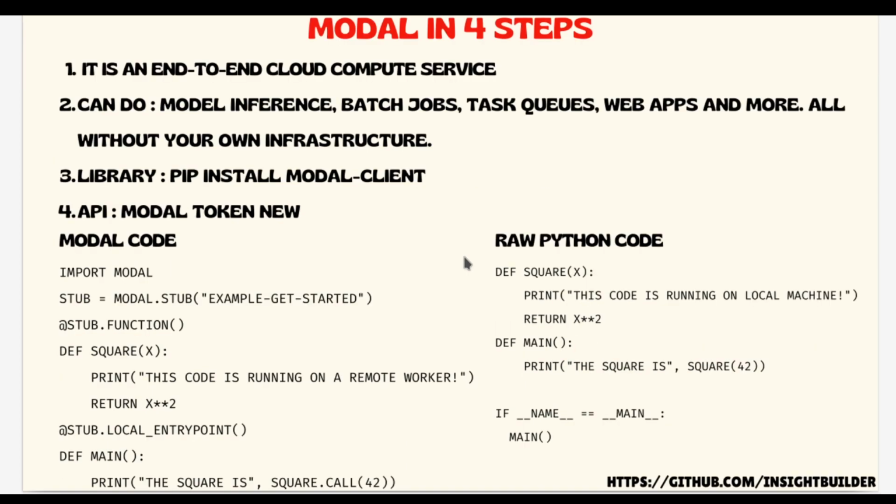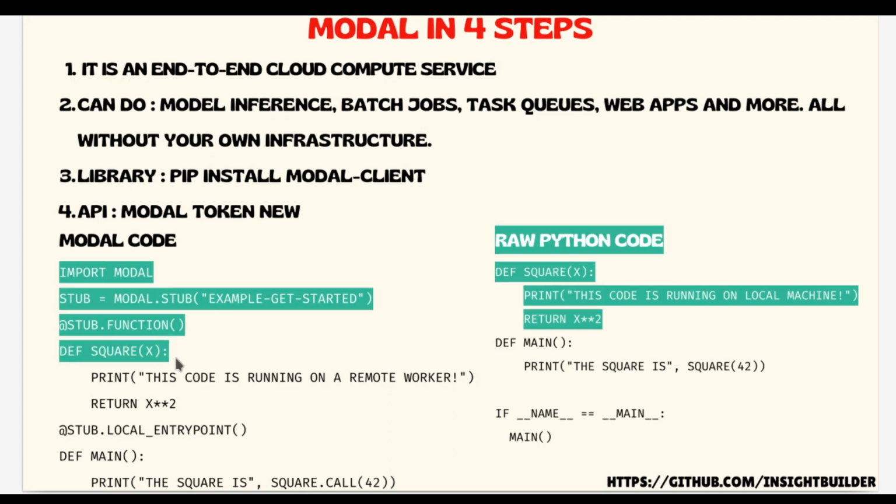Modal in 4 steps. First of all, you have to understand what Modal is. It's an end-to-end cloud compute service. It can do model inferences, batch jobs, task queues, name it. It can do that because it's running Python, and it can be installed through pip install modal-client. And in order to get access to the API, you need to use the modal token new command. It is as simple as that. And after that, you can execute this code.